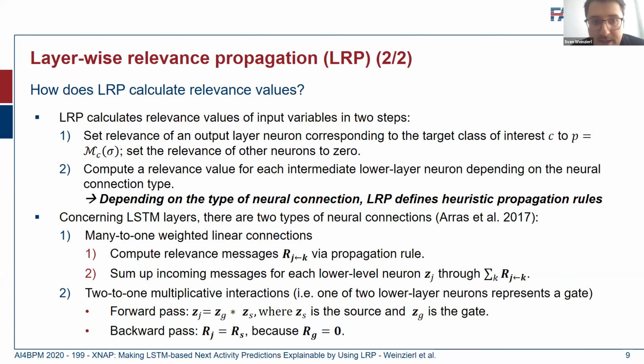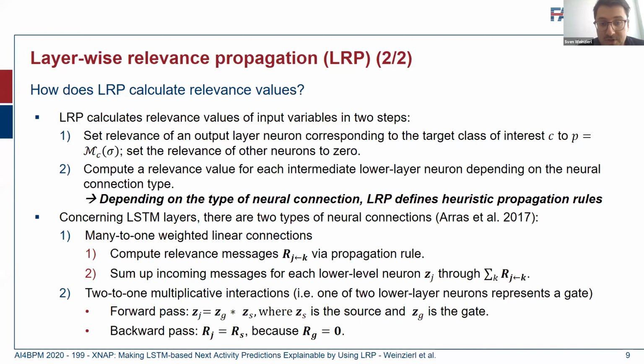How can we calculate such relevance values? The idea is to use propagation rules. There are a lot of different propagation rules, but first of all, we can say LRP calculates these relevance values in two steps. First of all, the relevance value of the output layer neuron corresponding to the target class c is set. That means the outcome of the model is set, and the relevance of all other neurons is set to 0 because we are only interested in that.